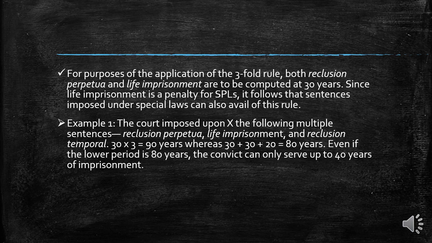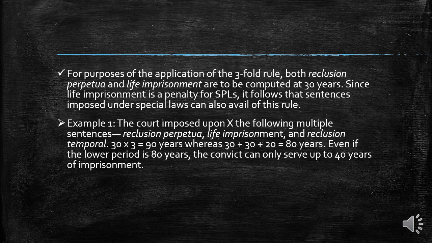Now, applying the threefold rule, you get the most severe of the penalties, multiply it by 3. So 30 times 3 is equal to 90 years. Now, compare that to the adding up of the penalties of reclusion perpetua, life imprisonment, and reclusion temporal. So 30 plus 30 plus 20 is equal to 80 years. Even if the lower period is 80 years, under Article 70, the convict can only serve up to 40 years imprisonment.